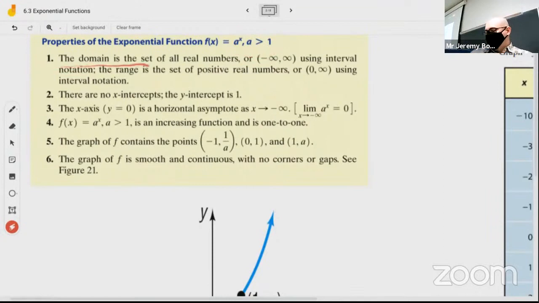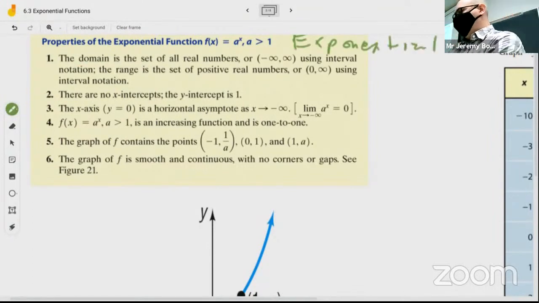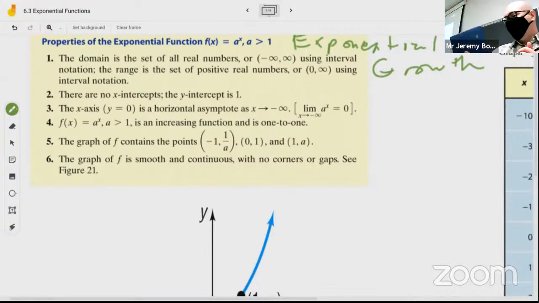So the first thing I want to say is that it's exponential growth. When you have f of x equal to a raised to the x, it's going to be exponential growth when a is greater than 1. And then we have some basic properties from there. Some of these may change if it shifts, but they'll give you a good starting point. First one is the domain. The domain is the set of all real numbers. We talked about that before. That's not going to change. It's going to be negative infinity to positive infinity.